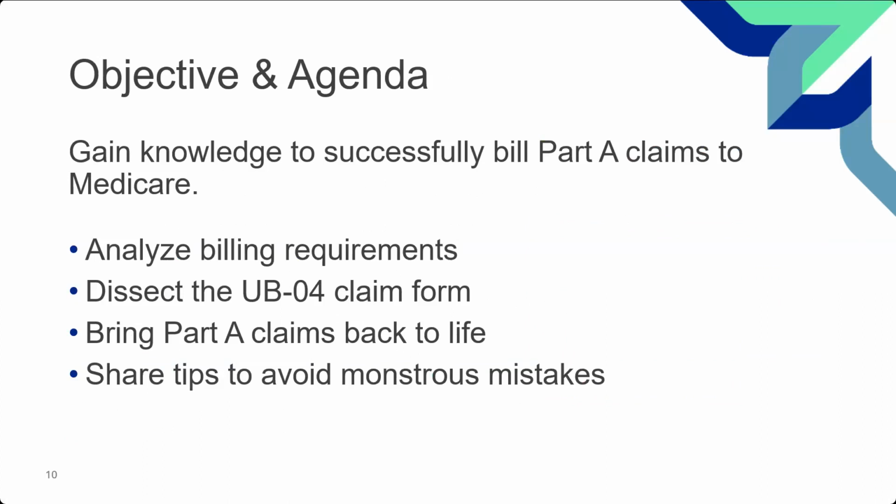The purpose of this session is to increase your knowledge of billing Part A claims so that you can do it successfully and get paid accurately. I'll start with some billing requirements. We'll transition into examining the UB-04 claim form. We'll look at ways to resurrect your claims, whether they're pending, just stuck in limbo, whether they're rejected or denied, things like that. And then at the end of our session, we'll share some tips and some resources for getting even more information.